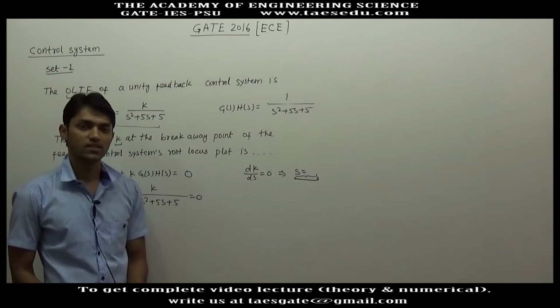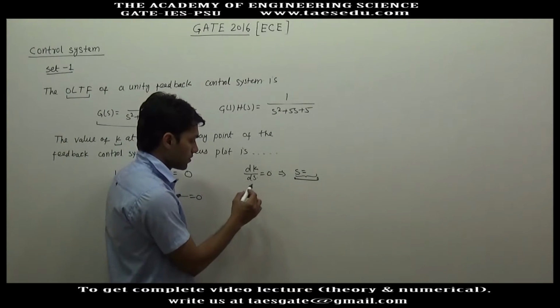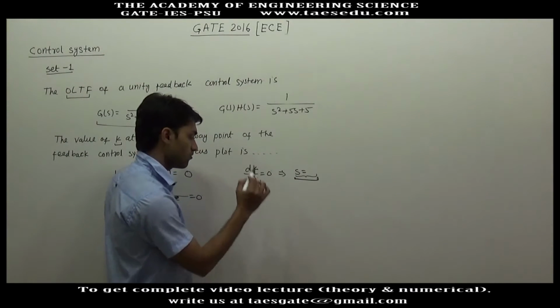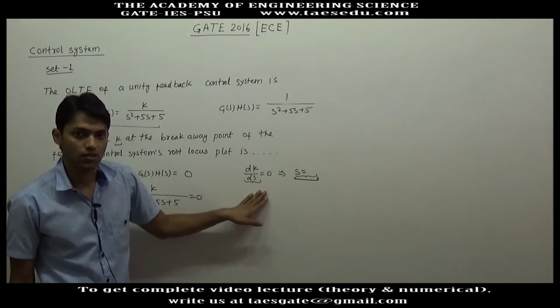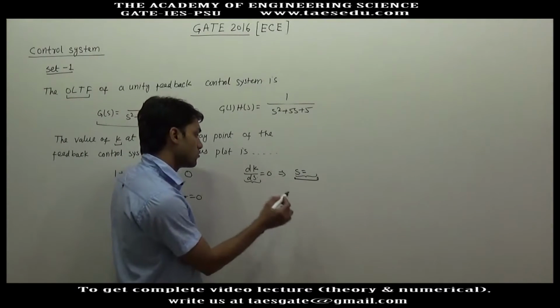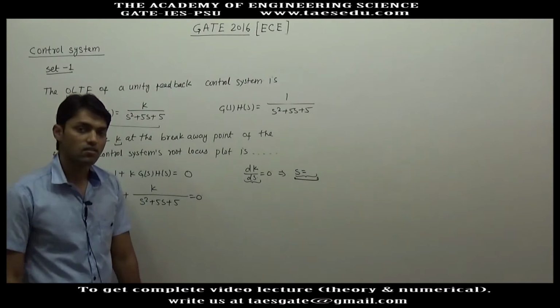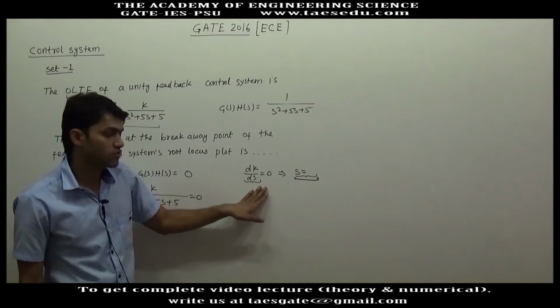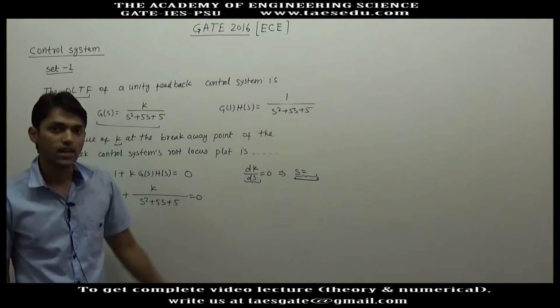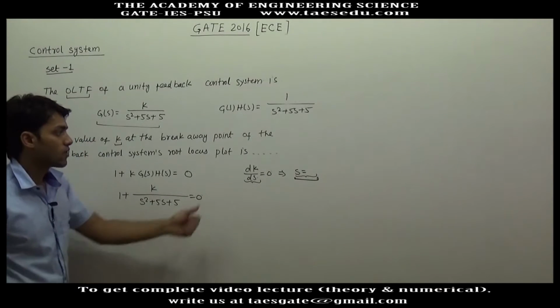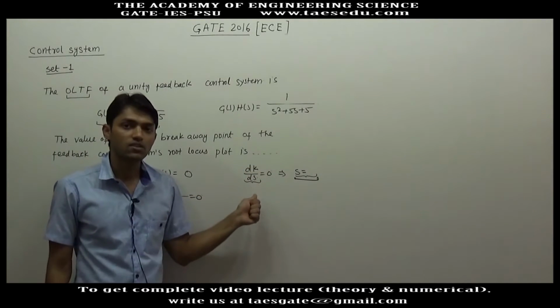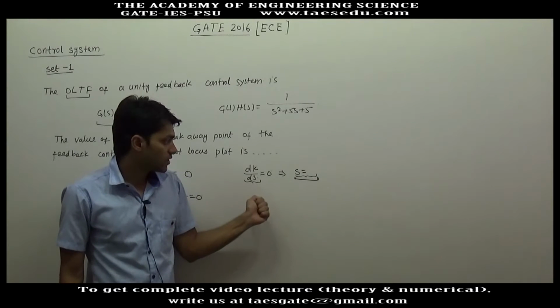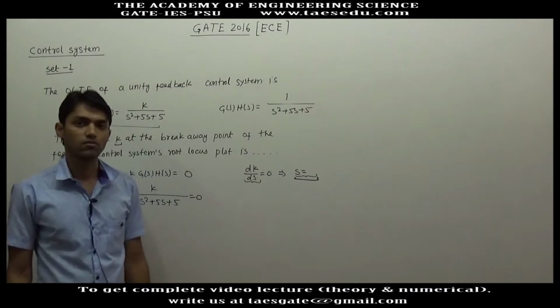In the lecture we have studied that you may get more than one value of s with the help of this equation, but it is not necessary that all those values of s will lie on the root locus. So before finding out the value of K, we need to first check whether that value of s lies on the root locus or not.